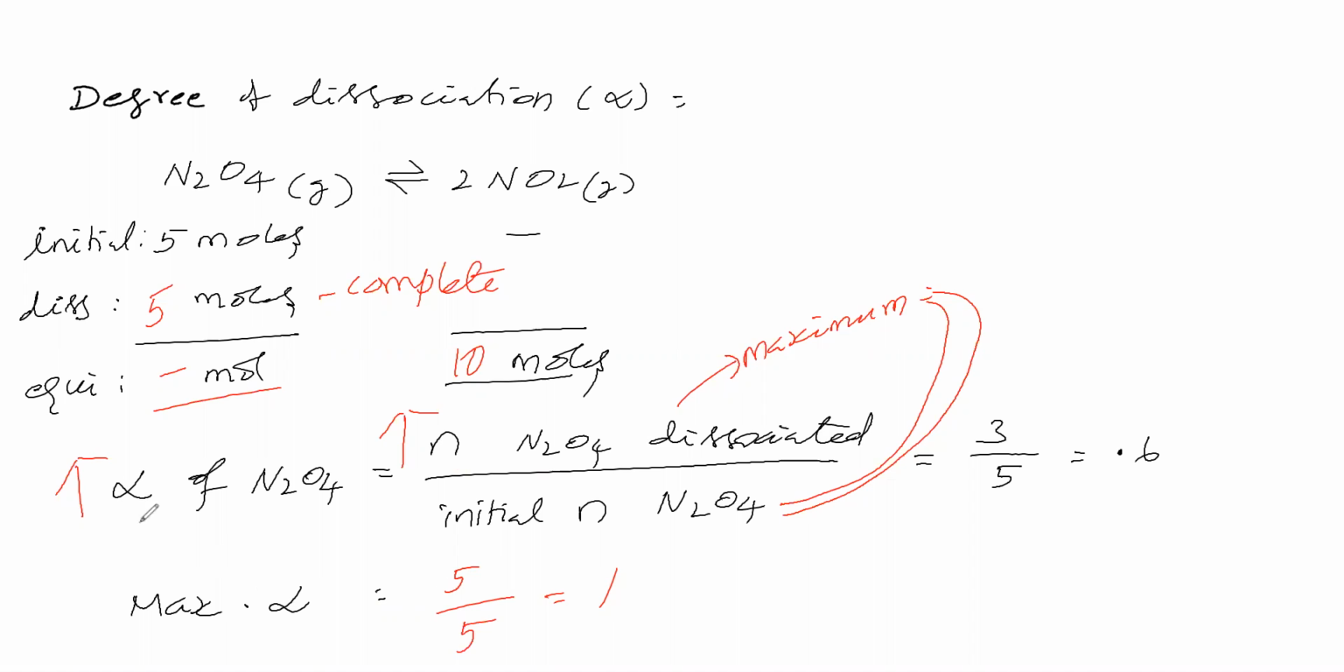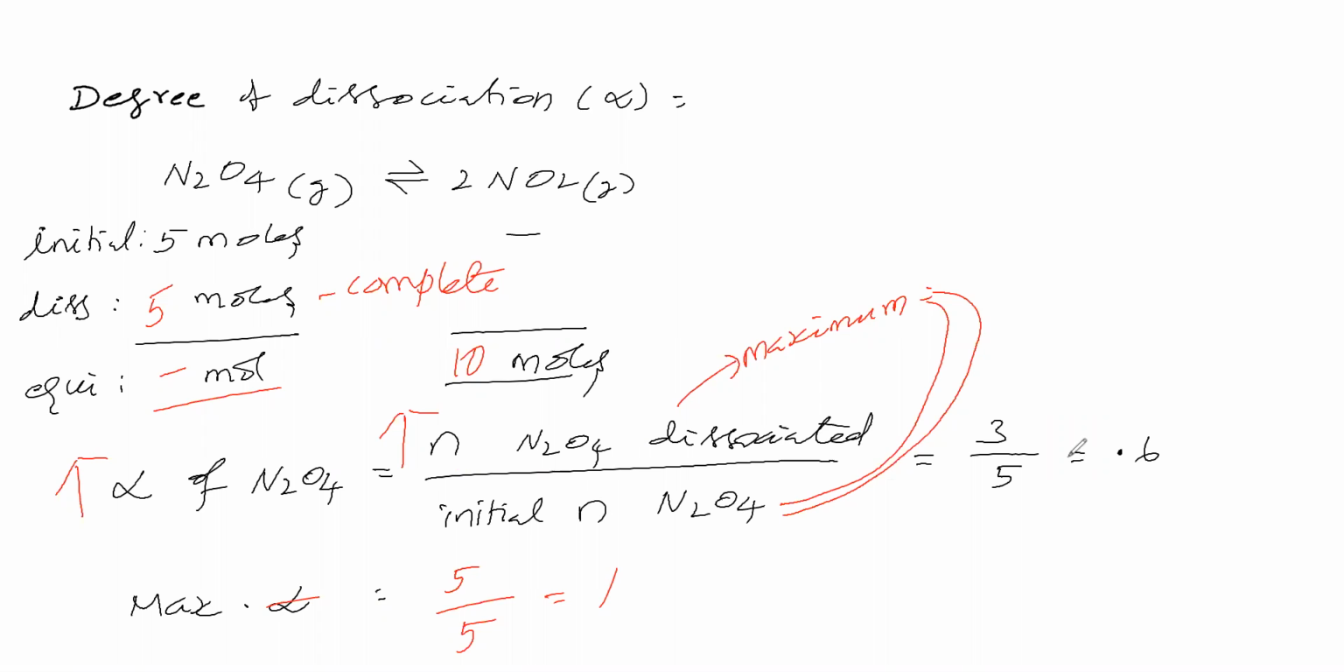Generally, the degree of dissociation is less than 1; greater than 1 is not at all possible. Why can alpha not be greater than 1? How can the numerator be greater than the denominator? Is it possible? The numerator is the number of moles of N2O4 dissociated, and its maximum value is the initial number of moles. The numerator cannot be greater than the denominator. Therefore, alpha cannot be greater than 1. So the maximum value of the degree of dissociation is 1. Generally, the degree of dissociation will be less than 1.